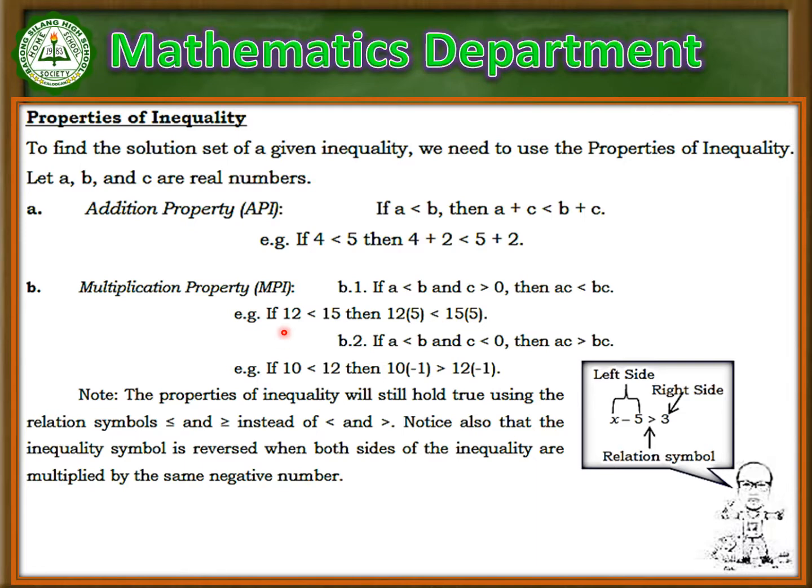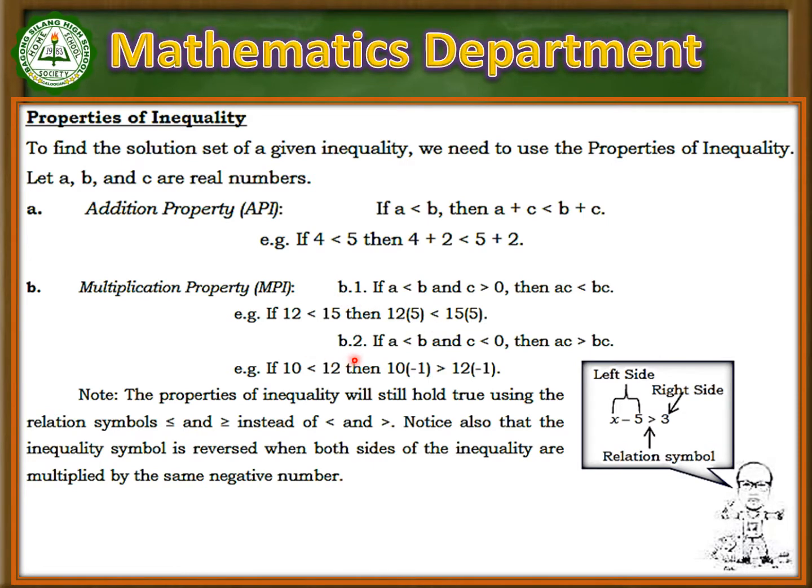Example, if 12 is less than 15, then 12 times 5 is less than 15 times 5. That's 60, and this one is 75. 60 is less than 75, and that's correct. So it satisfies.